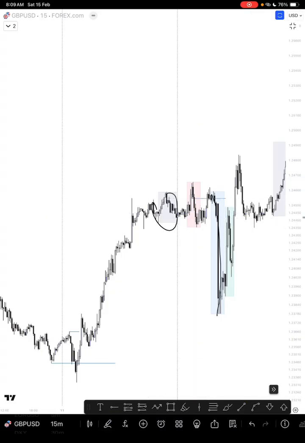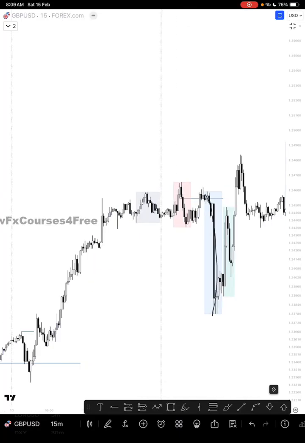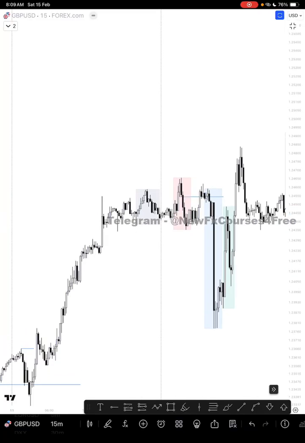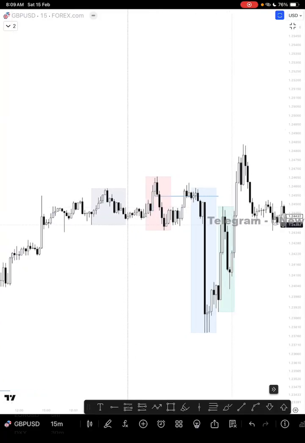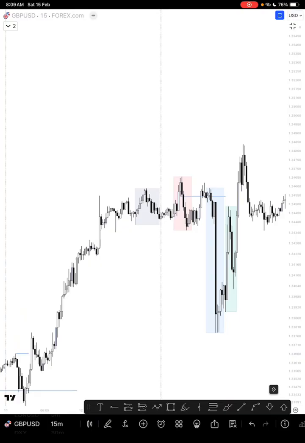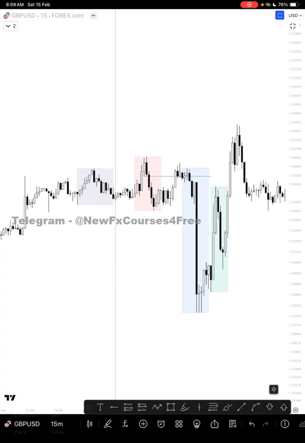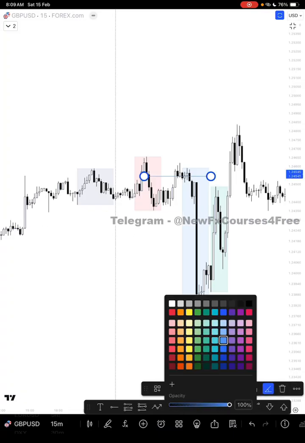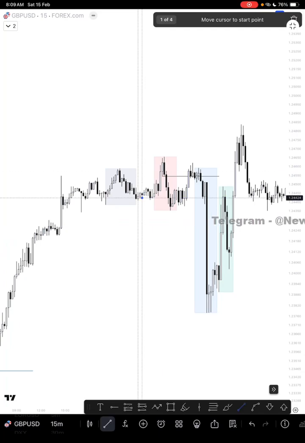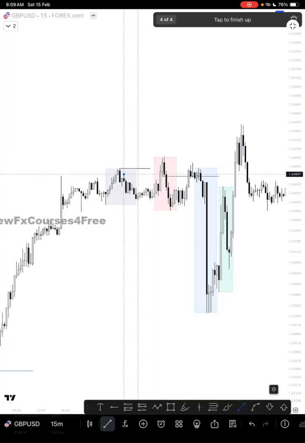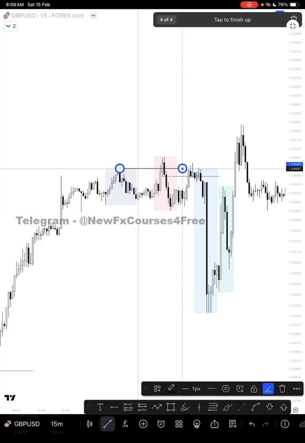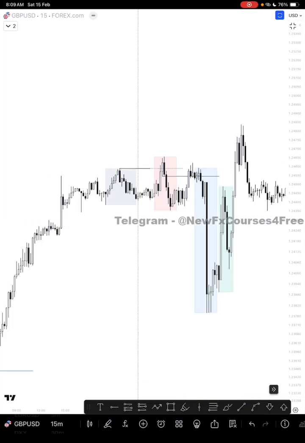Let me actually take this off. This gray area is Asian, and the red area is London, and the blue is New York session, and the green is London close, where you actually close your trading for the day. So here there was a retracement into this order block over here, which is a high probability order block. Why? Because it actually swept liquidity with this move. So this actually makes this a high probability order block.